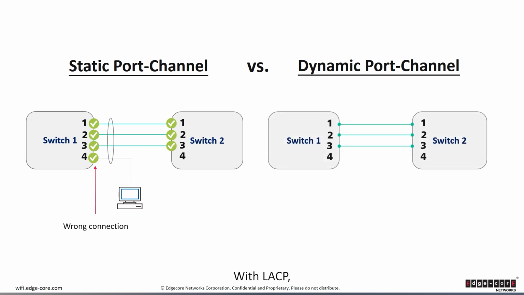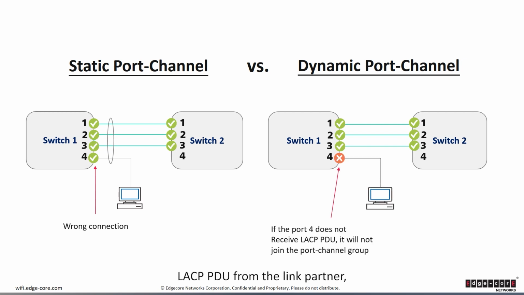With LACP, the ports can negotiate with each other and exchange information, such as port priority, port state, and port admin key, to determine if they are compatible and eligible to join the port channel group. If the port does not receive LACP PDU from the link partner, it will not join the port channel group and will remain in a standalone state.